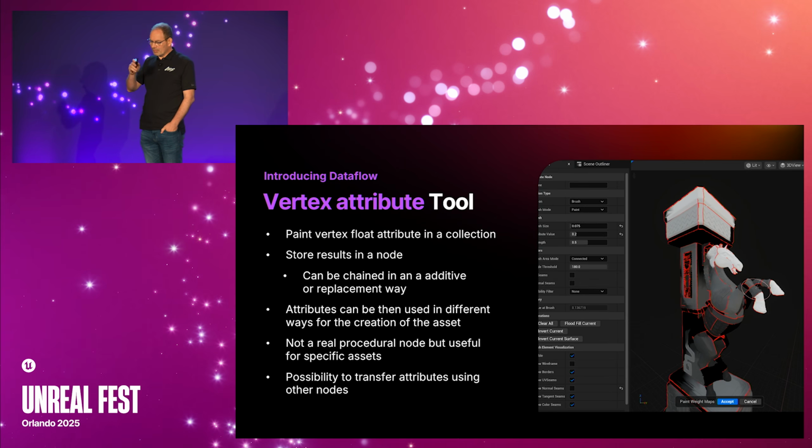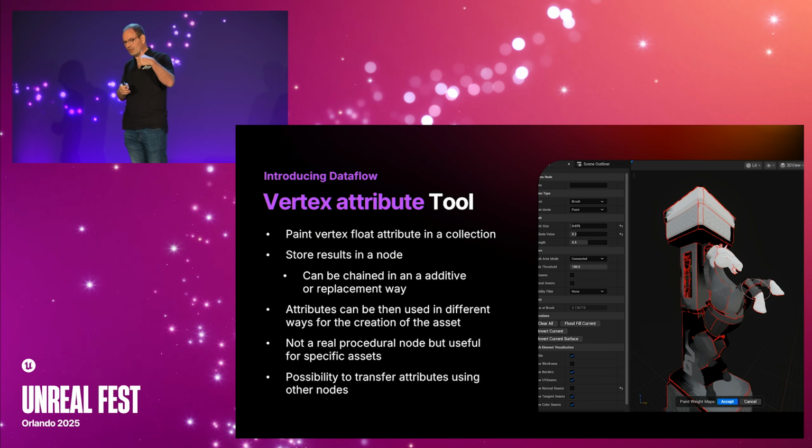You can paint on your mesh, and when you accept, the data is stored in the node that corresponds to that. They can be chained as well. You can do additive or replacement. So even if you're happy with this map, but you want to paint a second map to try something without overriding the other one, you can just add another node and keep on adding on those.